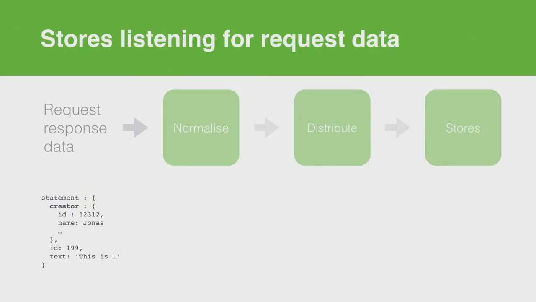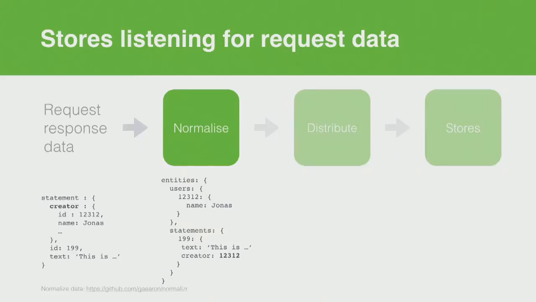And this is a problem for Flux, because in Flux, you basically want to have one store per resource type in your API. It makes things a lot easier if you have a statement store that only deals with statements, and you have a user store that only deals with users. But when you have data like this, it makes it hard to distribute the data to your stores. So we go through a step that normalizes the data for us.